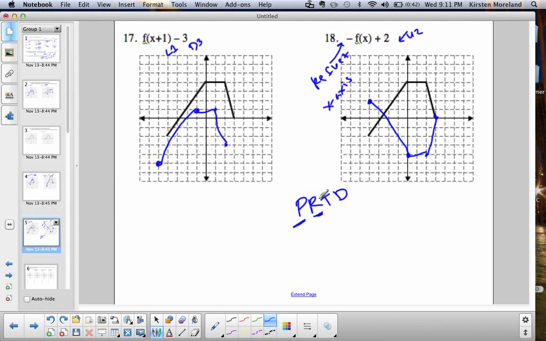So I've covered the reflection. Now I need to do the translation. So the translation means it's shifting up 2. So now I shift each one of those new points up 2. So my final function is the red function.